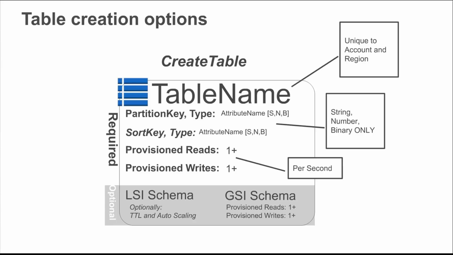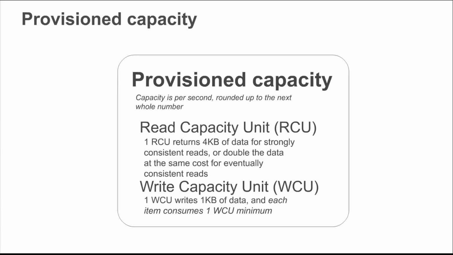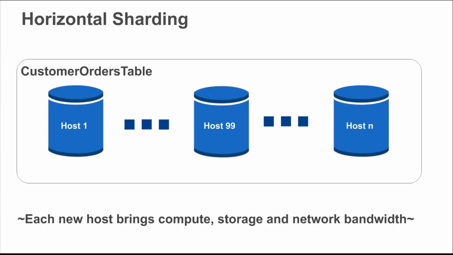Optionally, you can enable TTL by specifying the attribute that's going to be used to expire items, and we'll go into detail later, or auto-scaling, which we have a slide on as well. Auto-scaling allows you to control the table's provisioned capacity based on the consumed capacity. Provisioned capacity is specified in read and write capacity units. One RCU returns 4 kilobytes of data, in most cases, for strongly consistent reads, but there is a separate type of read, an eventually consistent read, which gives you twice the amount of data for the same price. You also have a WCU, which is also provisioned per second, and a single WCU lets you write 1 kilobyte of data.